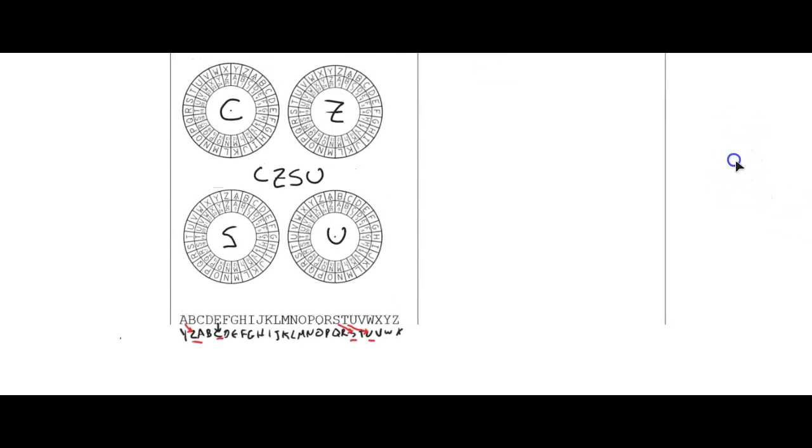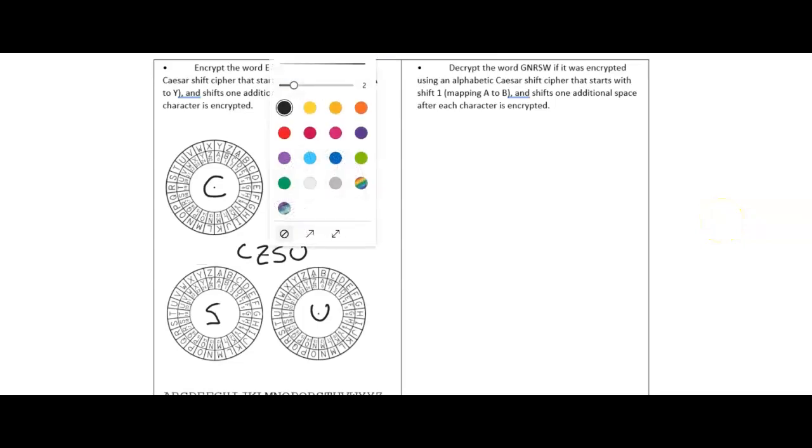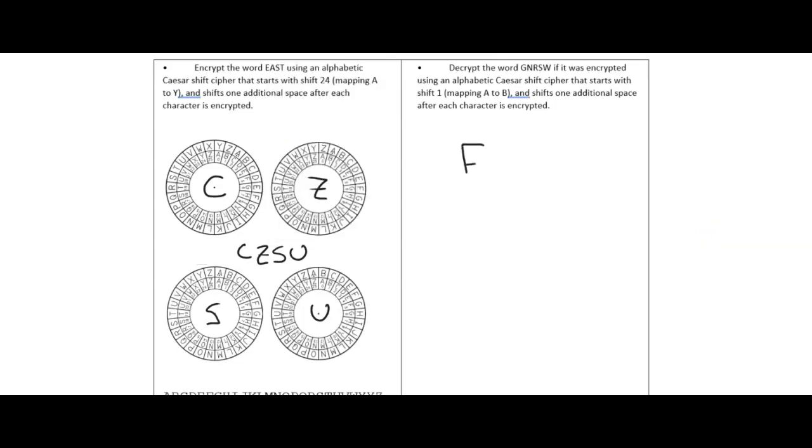So go ahead and work on this right side. This is a little bit easier, shifting one. And this is a decryption. Go ahead and pause the video and work this out. So what you should have is the word floor. All right, I hope this helps.